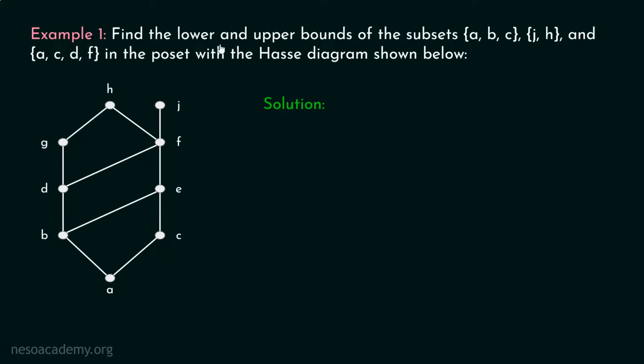First, we will find the lower bound of {A, B, C}, okay? You can see in this subset, there are three elements A, B and C. So let's look at three different points A, B, C in this Hasse diagram, right? These are those points A, B and C. Here we have to find the lower bound of this particular subset, right? Now, the lower bound of this subset is nothing but that particular element which is related to every other element of this subset, right? Here you can see A can be the lower bound of this subset because A is related to B, A is related to C and A is related to itself. Therefore, A can be the lower bound, right?